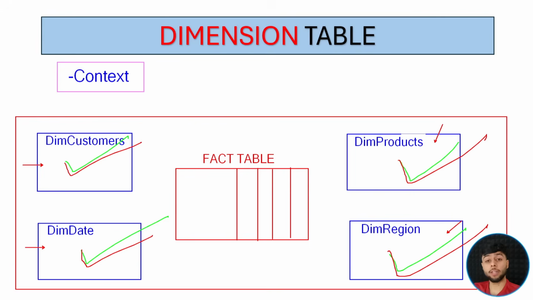And along with it, all the foreign keys. Why? Because then only you will be able to join your fact table with your dimension table. Simple, common sense. Because then only you will be able to connect. So this will be holding all the foreign keys. I hope it makes sense. I hope now you have understood everything about fact table and dimension table.